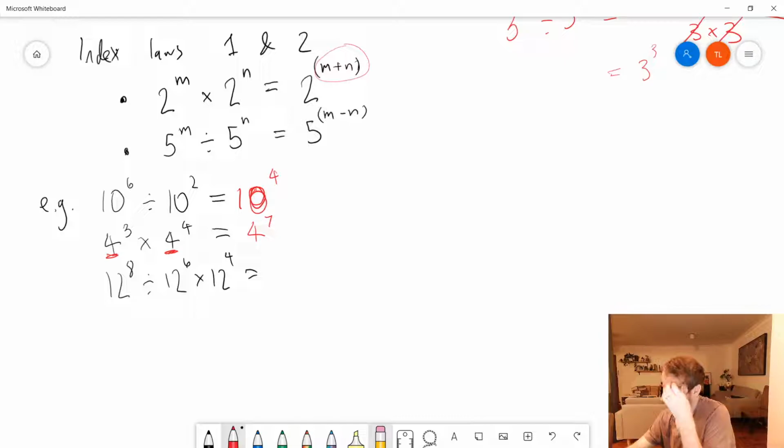Alright, this one we got a bit going on. So they're all in the same base. So I know I can use my index laws. They've all got 12 as the base. 8 divided by 6, well, that's going to be minus. So 8 minus 6 is 2. 2 plus 4 gets us back up to 6. So we've got 12 to the 6.